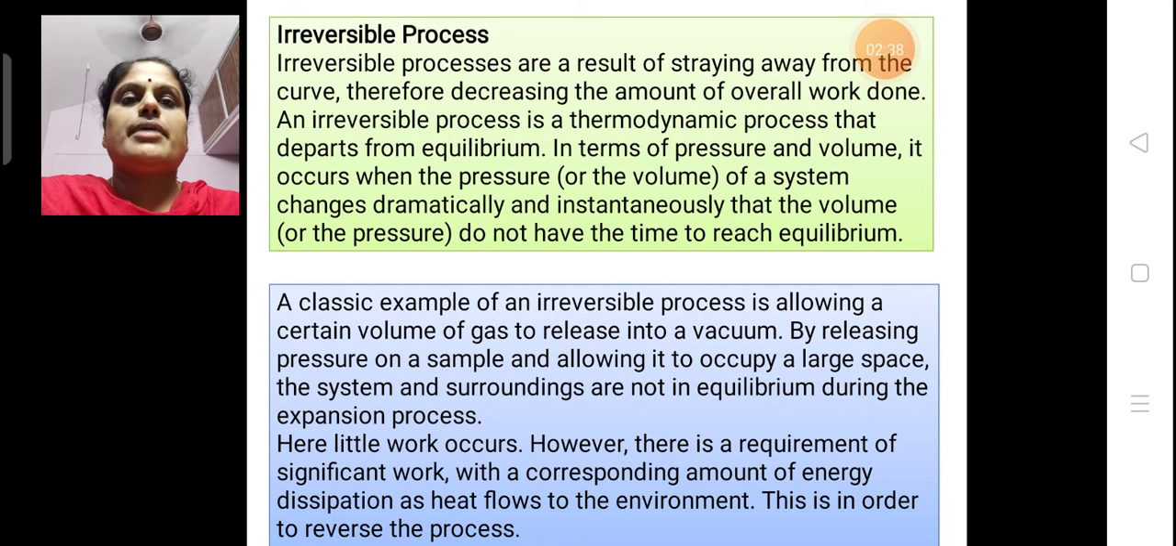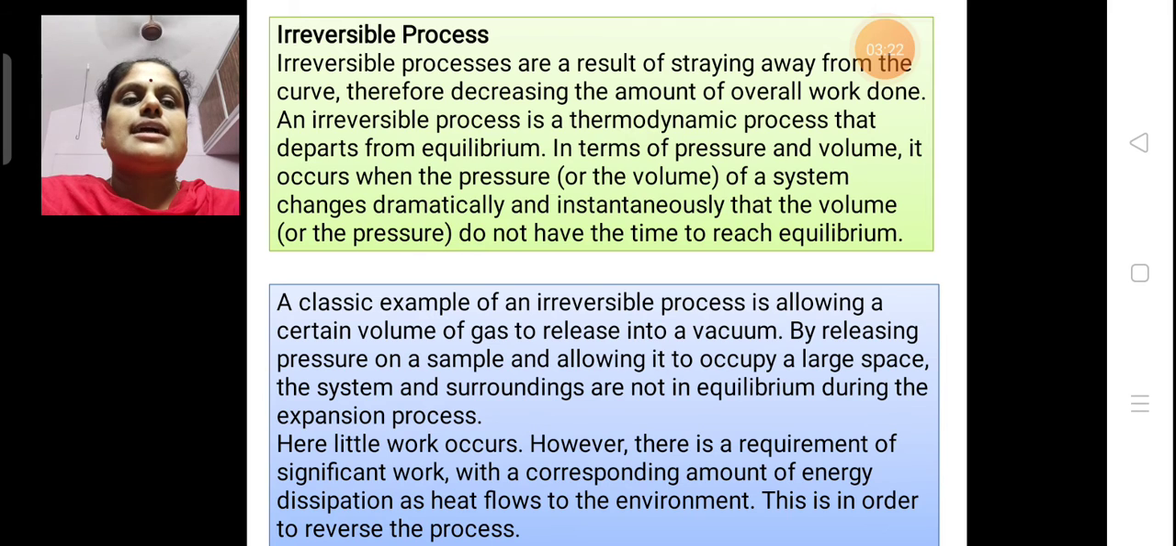Now let us see what is meant by an irreversible process. Irreversible processes are a result of straying away from the curve, therefore decreasing the amount of overall work done. An irreversible process is a thermodynamic process that departs from equilibrium. That means it is not reversible. In terms of pressure and volume, when the pressure of a system changes, then the volume does not have the time to reach equilibrium.